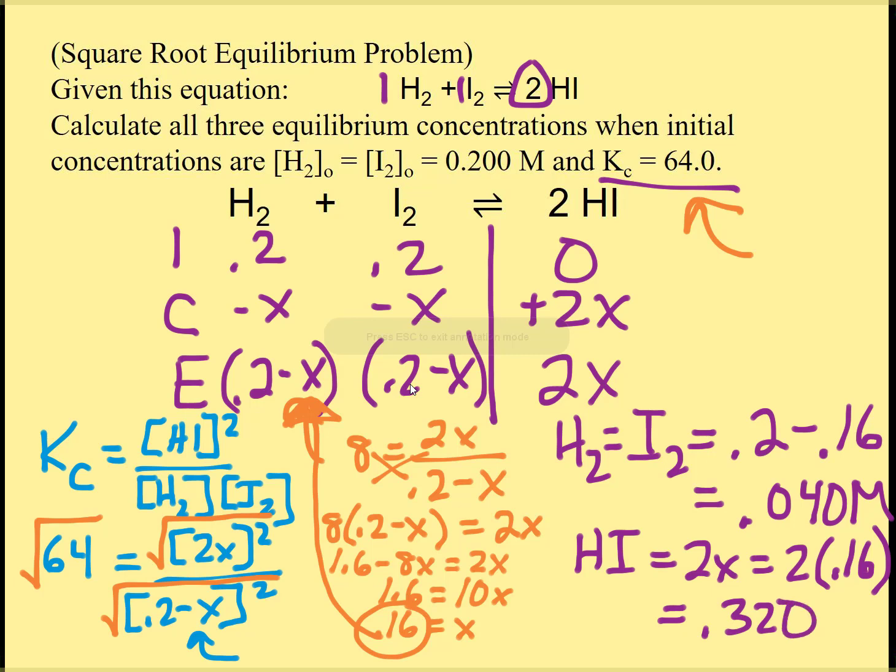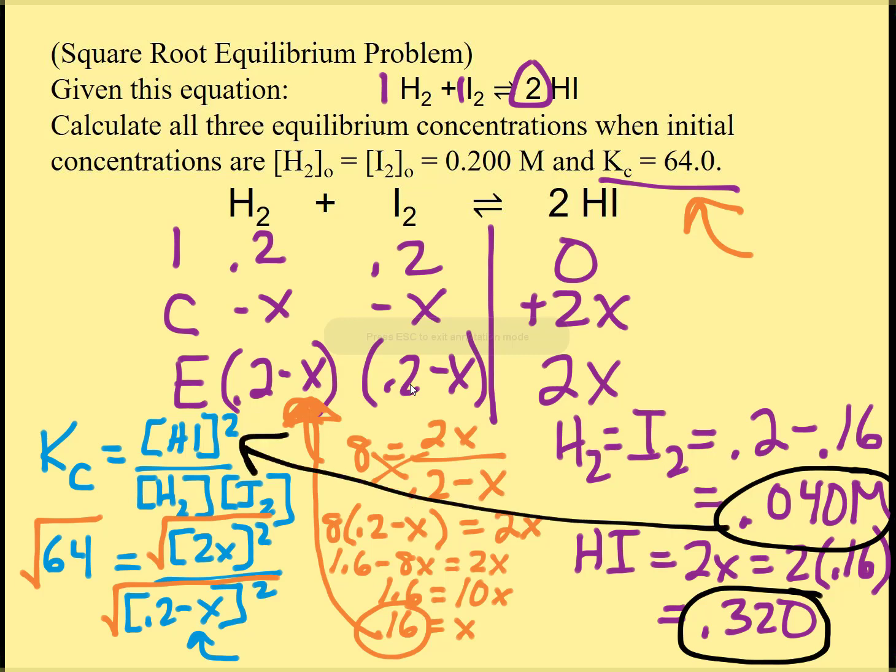Now you can check for correctness by taking each of these values and plugging it into your equation. So I would take these values and put them into my original equation, and if you get that Kc is 64, then you know you've done it correctly. So that's just a way to check yourself to see if you got the right answer, is to plug it into your equilibrium constant expression. And we find that if you do that, you do get 64, so we've done it correctly.